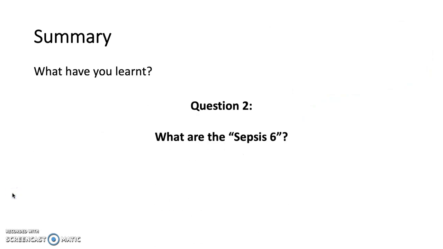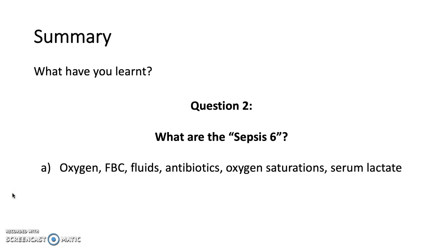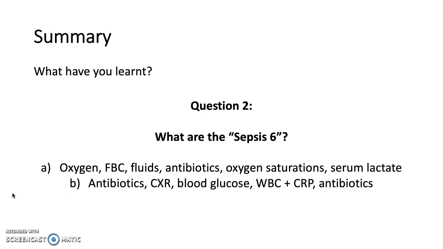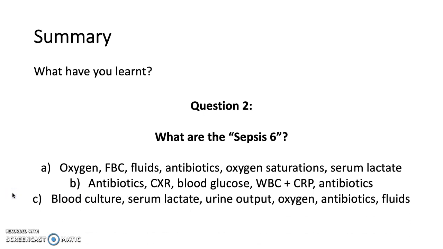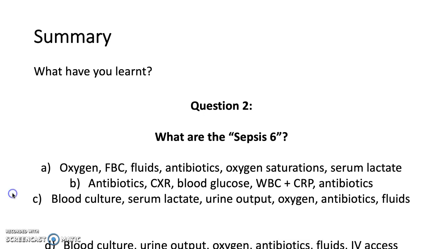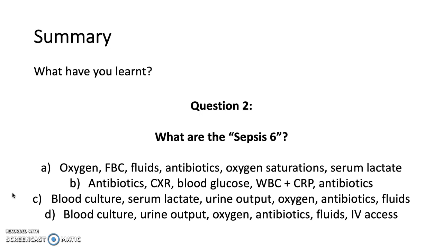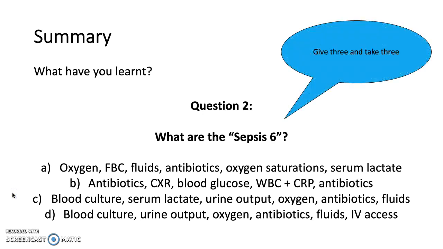Question 2. What are the sepsis 6? A. Oxygen, FBC, fluids, antibiotics, oxygen saturations, and serum lactate. B. Antibiotics, chest X-ray, blood glucose, white blood cell count, and CRP, and antibiotics. C. Blood culture, serum lactate, urine output, oxygen, antibiotics, and fluids. Or D. Blood culture, urine output, oxygen, antibiotics, fluids, and IV access. Remember that you can give 3 and take 3. The correct answer is C.